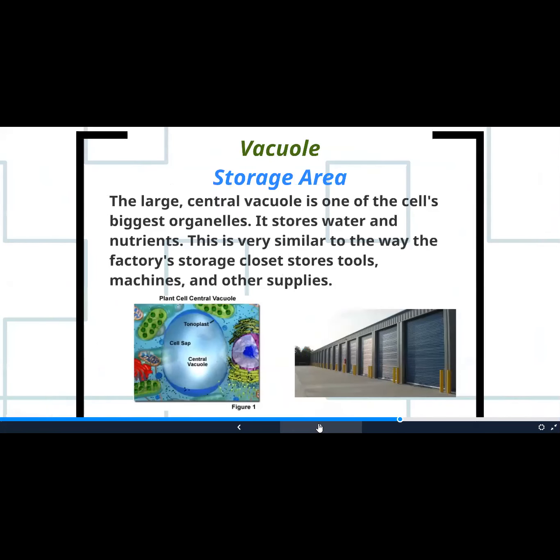And then we have the vacuole, which in the factory is the storage area. So the large central vacuole is one of the cell's biggest organelles. It stores water and nutrients. This is very similar to the way the factory storage closet stores tools, machines, and other supplies.